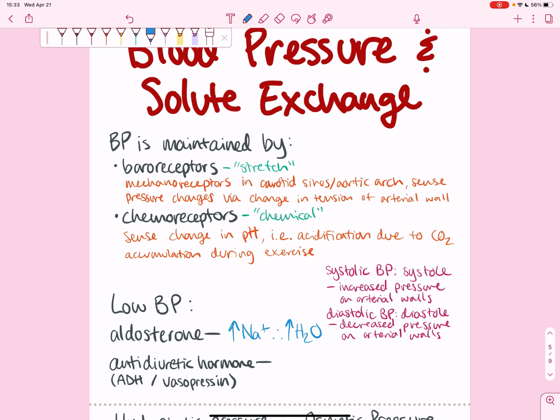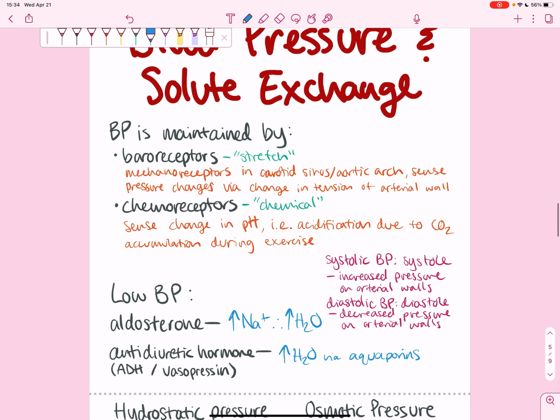Then ADH has a slightly different way of doing it. It also increases water retention, but via aquaporins in the, I know it's definitely in the collecting duct, but I think also in the DCT of a nephron. So increased via aquaporins. Right on.